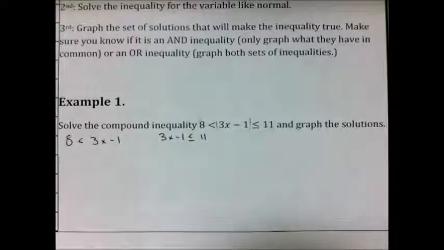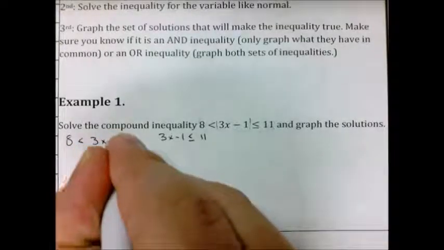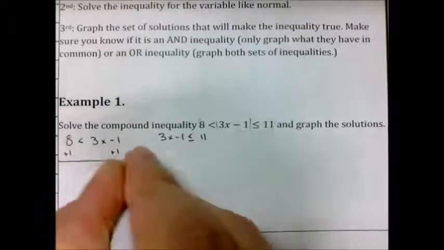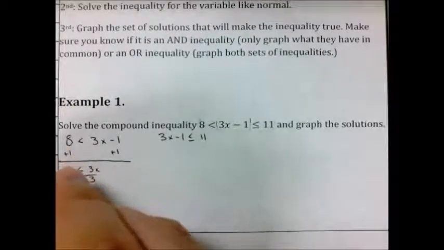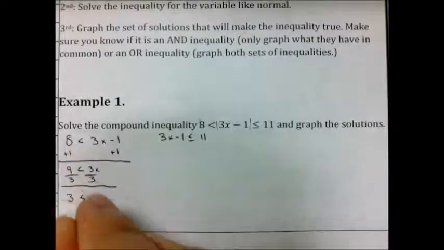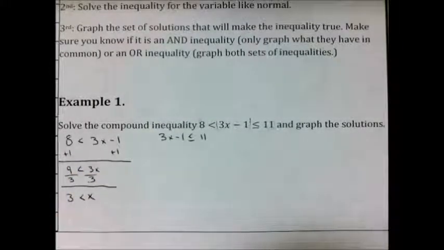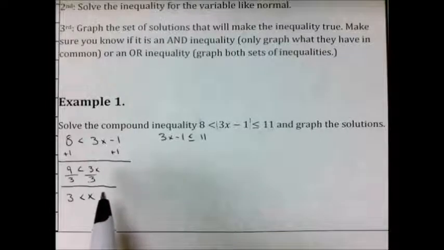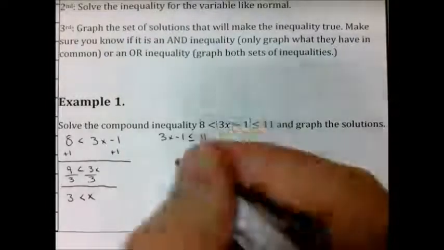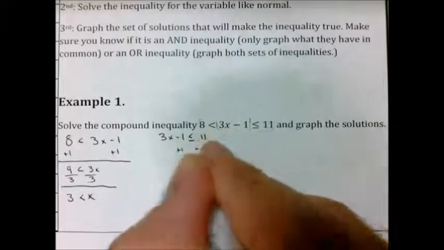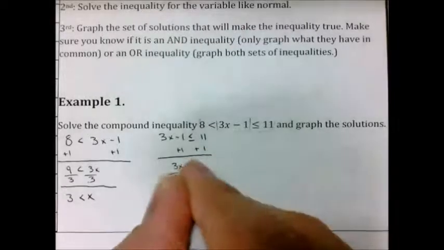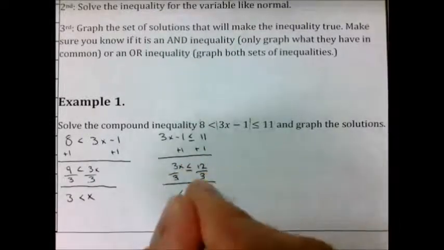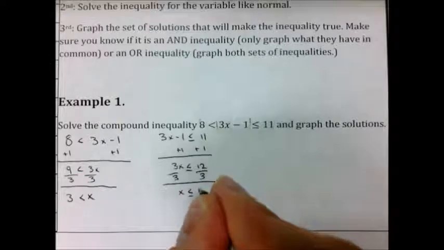Now the second thing is we need to solve each inequality like normal. So we're going to first add 1 to both sides. We end up getting 9 is less than 3x. Divide by 3 for both of them. We end up seeing 3 is less than x. We solved this first part of the inequality. Now the second part over here, we have to do the exact same thing. We're going to add 1 to both sides. We end up getting 3x is less than or equal to 12. Divide by 3. We see x is less than or equal to 4.